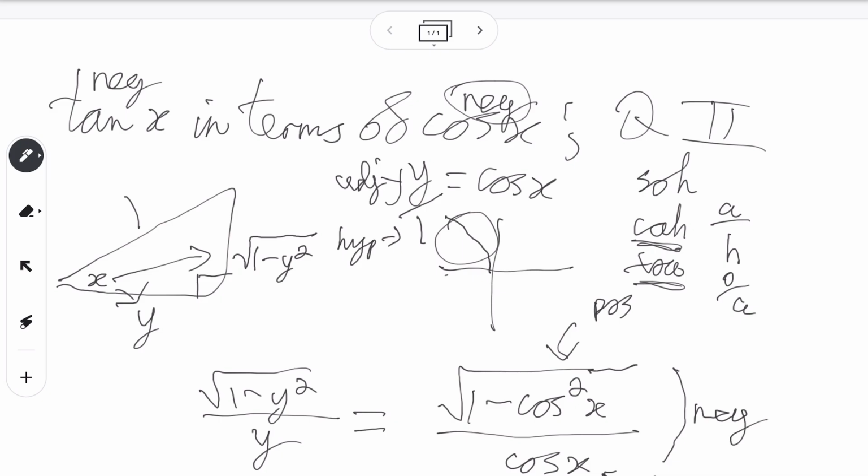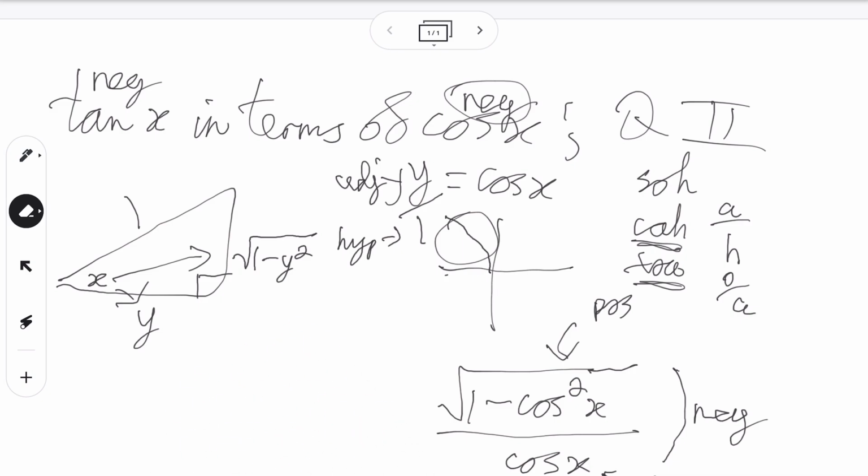Now, since tangent is negative, and this expression is meant to represent tangent, this means that they're equal. They're already both negative. So we don't need any additional negatives or signs. So I'm going to erase it back here, and just put tangent back in here, and we're done.